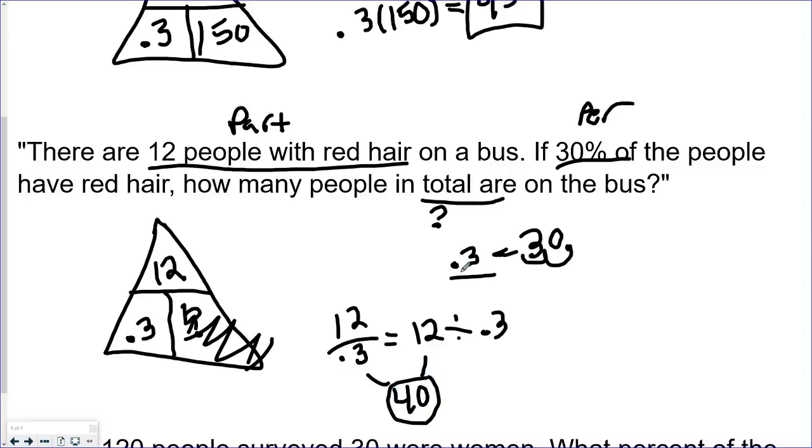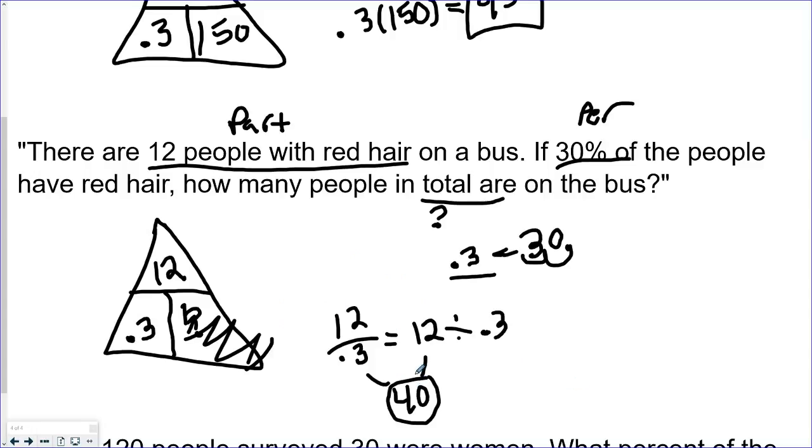Now this is good because this is the whole. And most of the time, unless your percent's over 100, the whole should be bigger than the part, which makes sense. There should be more people on the bus than there are people with red hair on the bus because more people on the bus is counting everybody. So there should be more people total than just those with red hair. If I got like a 5, that wouldn't make sense. I can't have 12 people with red hair on the bus, but only 5 people total on the bus. That doesn't work out.